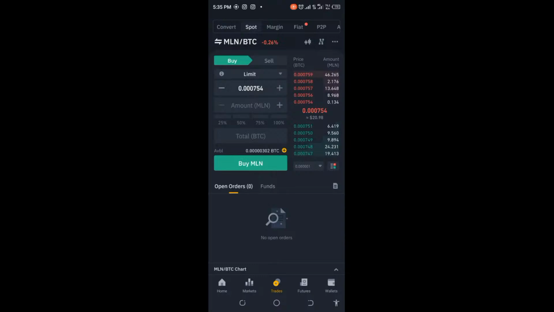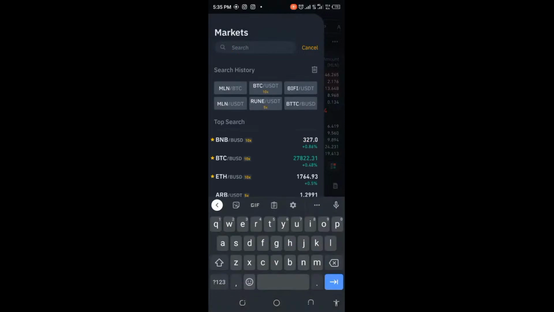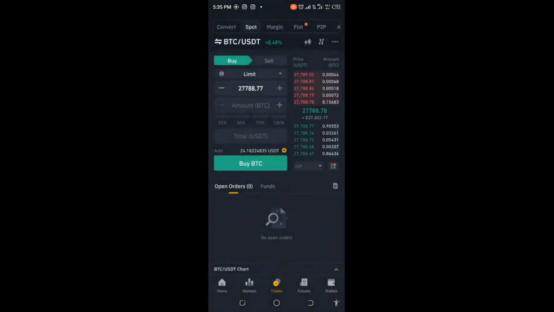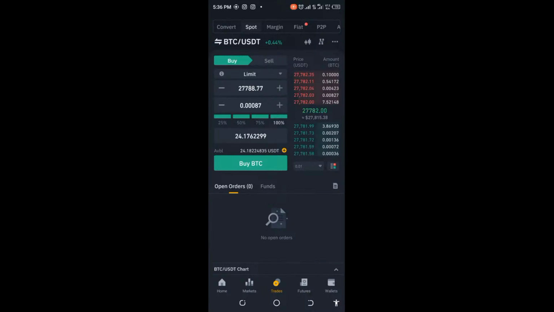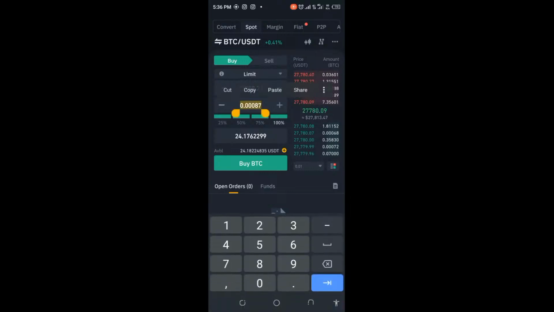So let's go ahead and check out the simulations. I'm just going to first of all go to buy BTC, because this is MLN BTC. That's where the opportunity is. So the first thing I need to buy is BTC. Like I told you, I'm using $24.18. So I'm just going to pick that up. Okay, so that's giving me 0.0087. So I'll pick that. So let's cut that.